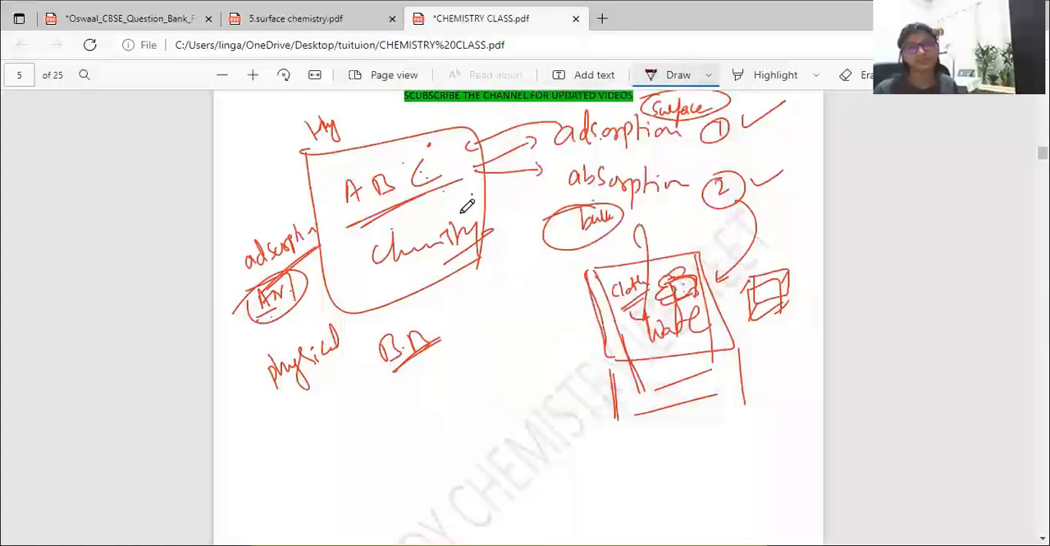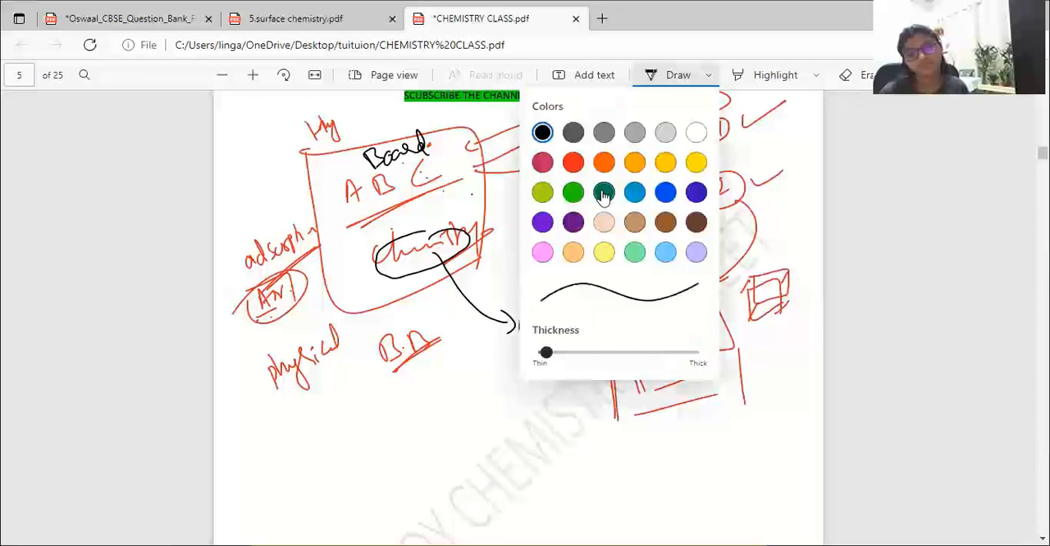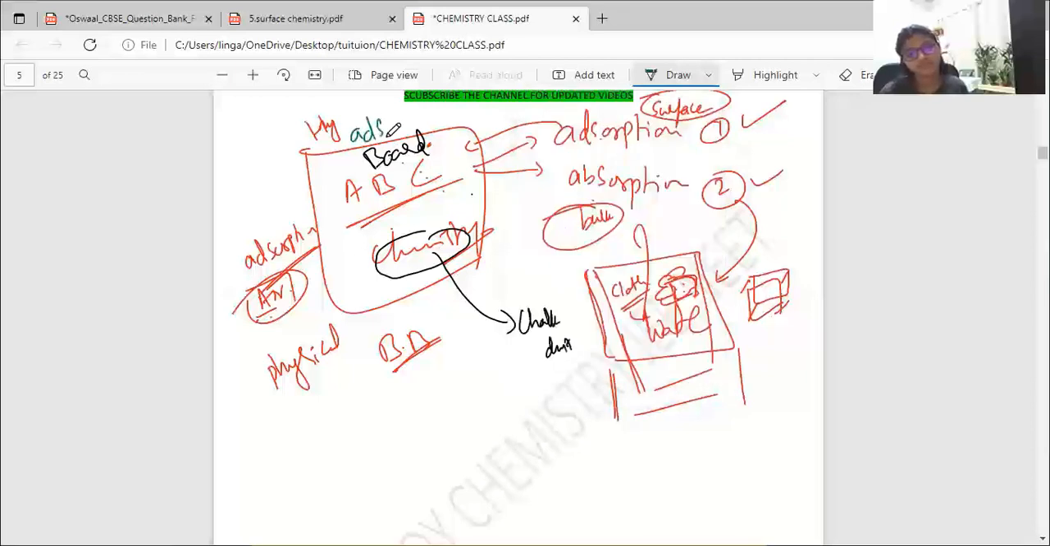What is the deciding factor there? The bonds between these two things. Actually, what are the names here? Here it is the chalk dust, and here it is the board. So what are these names? The board is the adsorbent. This one is the adsorbate.